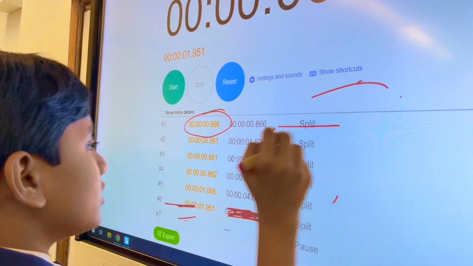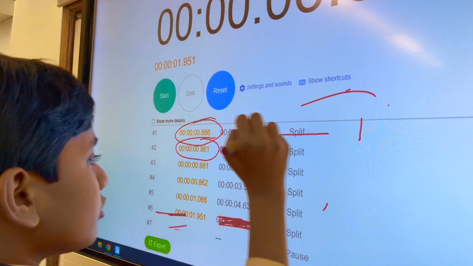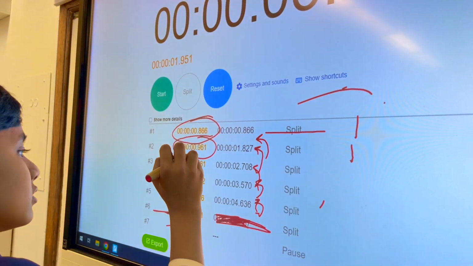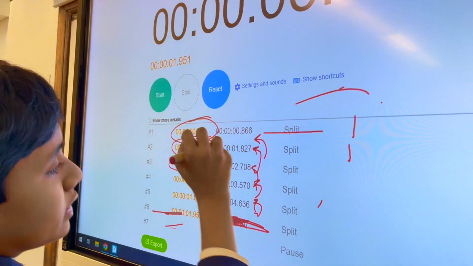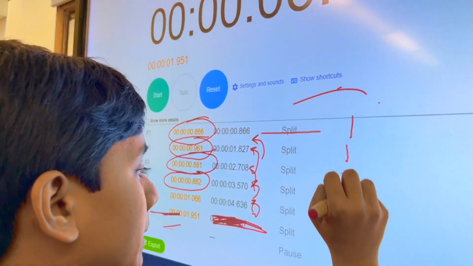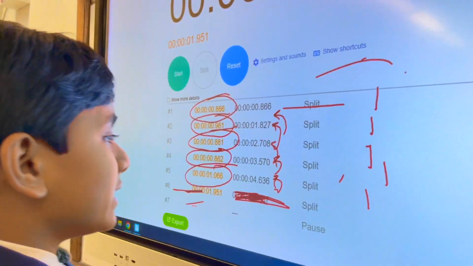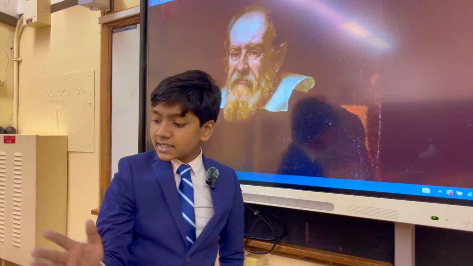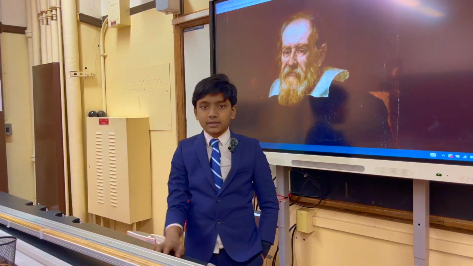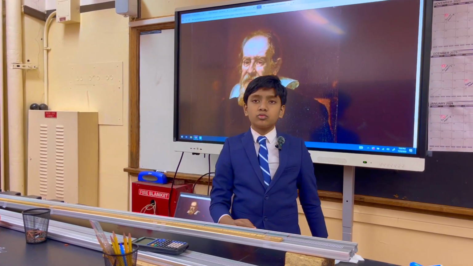This one is very close to 1, only 0.13 seconds off. This one is also very close to 1, even closer. This one is pretty close to 1. This one is a little far from 1, but still pretty close. And this one is basically exactly 1. Even though the distances increased quadratically, we still found that the time between each bell was the same.